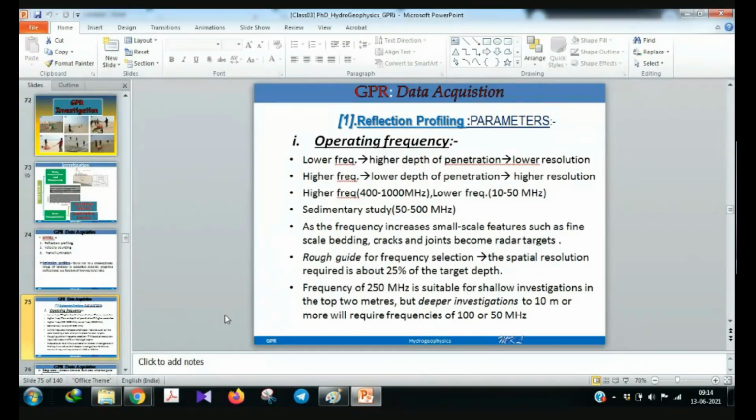Okay, but if you are going for water table delineation and the water table has a 30-meter depth, 150 feet depth, or 100 feet depth, then what will you do?